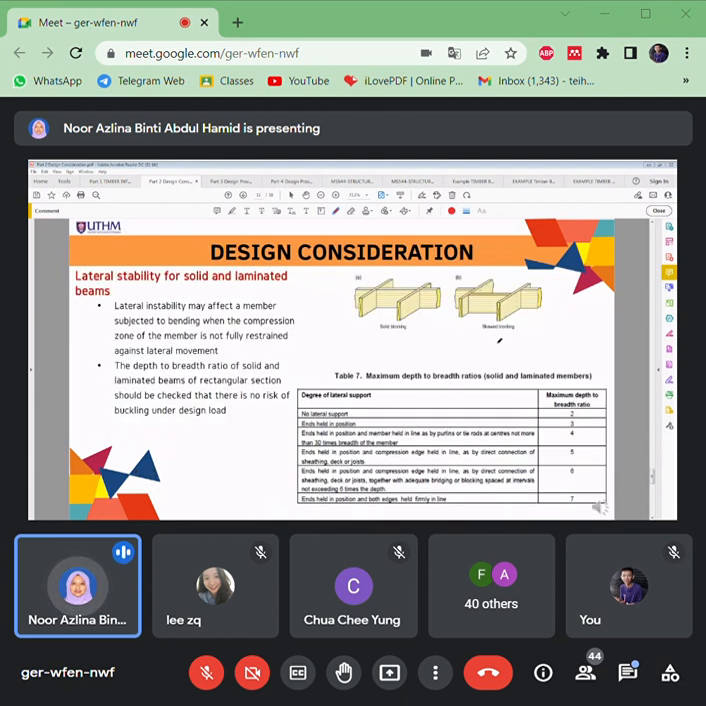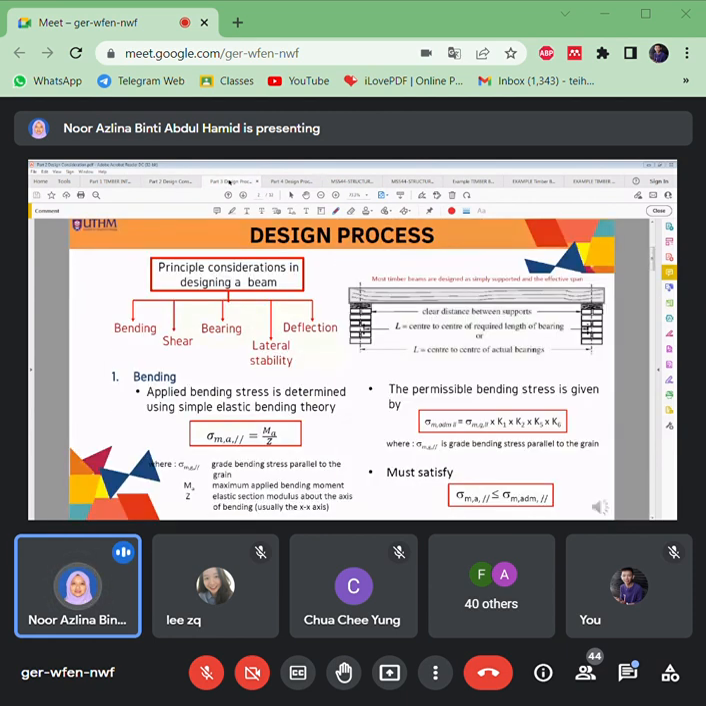Okay, then another check is about the lateral stability. You have to do the proportions between the depth and also the B here. So this is the ratio H divided by B. If your H divided by B is nearest to 2, that means no lateral support. If nearest to 3, that means ends held in position for that structure.